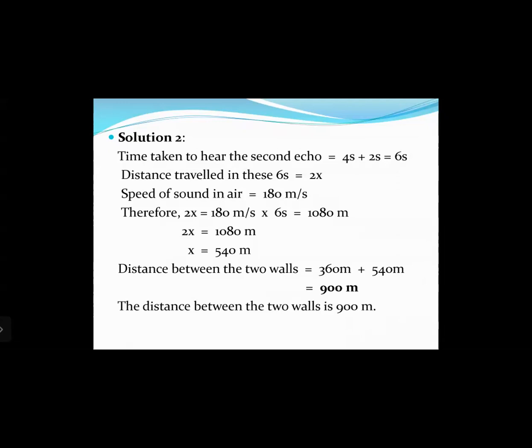distance is equal to speed multiplied by time. So we have taken distance 2x is equal to speed, that is 180 meters per second, multiplied by time, that is 6 seconds. So we get 2x equals 1080 meters. Therefore, x comes down to 540 meters. So the distance between the two walls will be 360 meters plus 540 meters, that is 900 meters. So distance between the two walls is 900 meters.